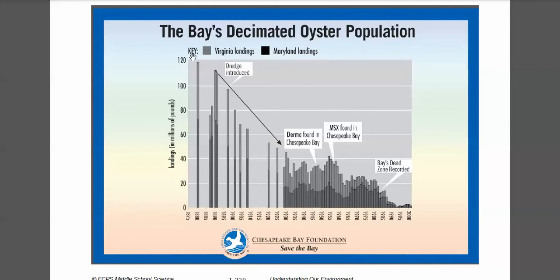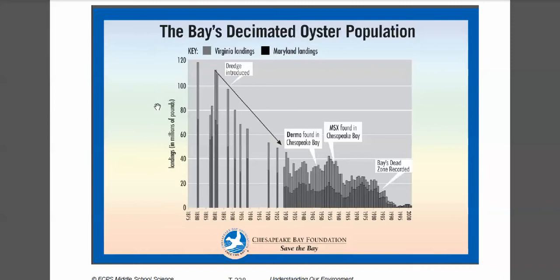I see there's a key here, and there are two parts to this key. The first one is Virginia landings, and that seems to be a gray color, and then Maryland landings, which is a darker color. Okay, I suspect that as I go on, that will become more clear of what those two things are trying to show me. So now I'm going to move to the axes.